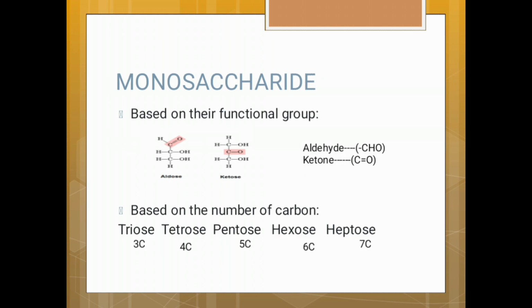And they can either be an aldose or a ketose, that is a classification based on their functional group. An aldose means they have an aldehyde functional group, as you can see on the slide, or a ketone functional group. And monosaccharide can also be classified based on the number of carbon atoms. We have triose sugars, tetrose sugars, pentose, hexose, and heptose.